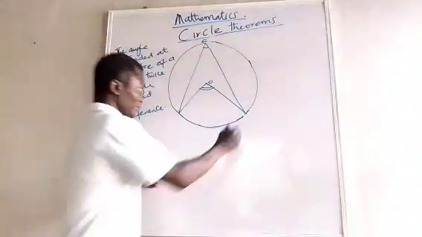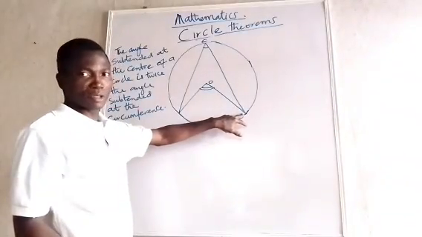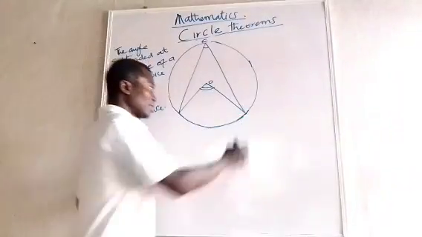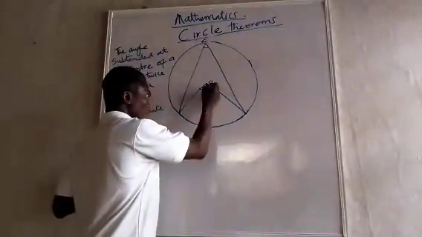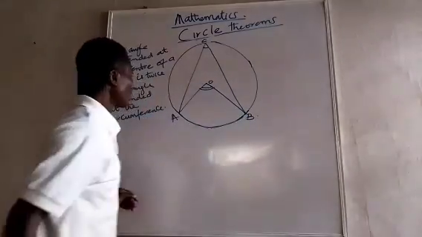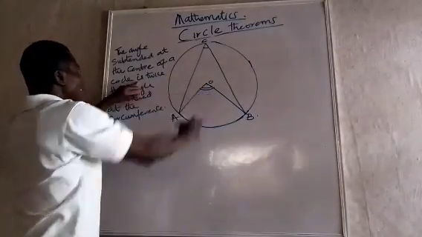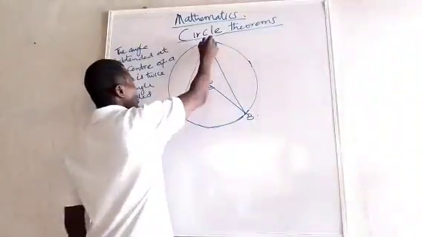Please take note of one thing. The two legs originate from the same chord, from the same segment. That is this place and this place, to the center and to the circumference. So let me call this place A, B. So the first one to be dealt with is that the angle subtended at the center of a circle is twice the angle subtended at the circumference. Now, let's deal with it like this.